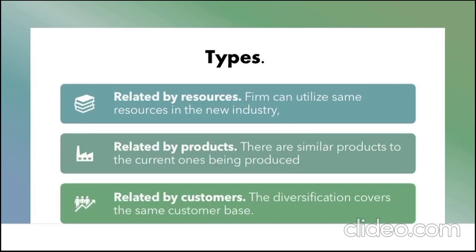In this slide, we have the types. They relate by resources, if the firm can utilize the same resources in the new industry. They relate by products, where there are similar products to current ones being produced, and they relate by customers, if the diversification covers the same customer base.